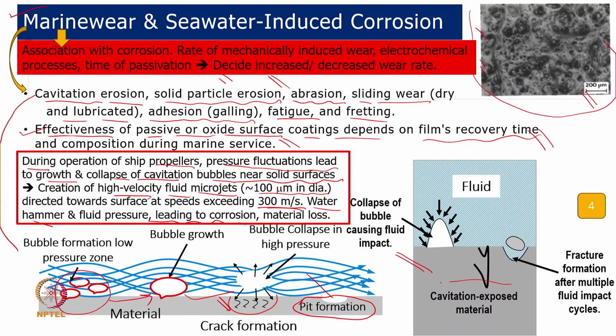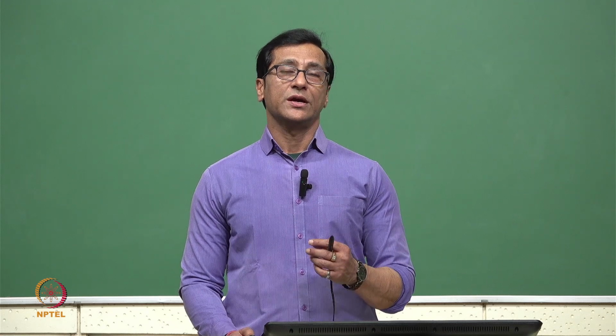We say cavitation erosion: there is a bubble coming into contact with the surface, and the high pressure impacts the surface and fractures some of the material of the surface itself. So this is a very costly phenomenon. We need to really keep a check on that.